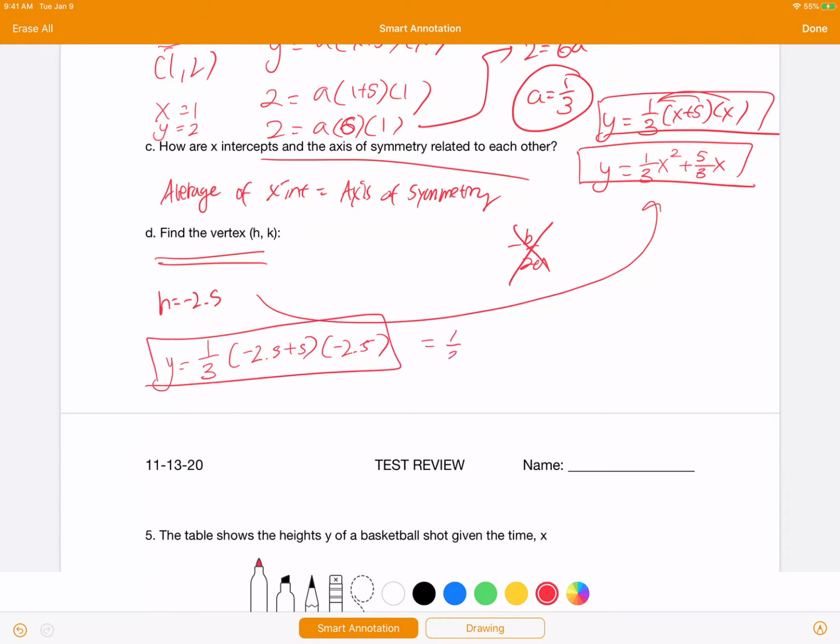So I get 1/3 times 2.5 times negative 2.5. So that would be 1/3 of, I believe it was, negative 6.25. So your answer here was somewhere along the lines of negative 6.25 over 3. If you were to type that into your calculator, I believe the answer is somewhere along the lines of negative 2.08.